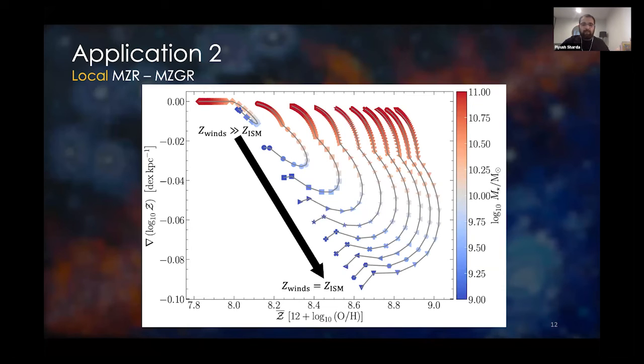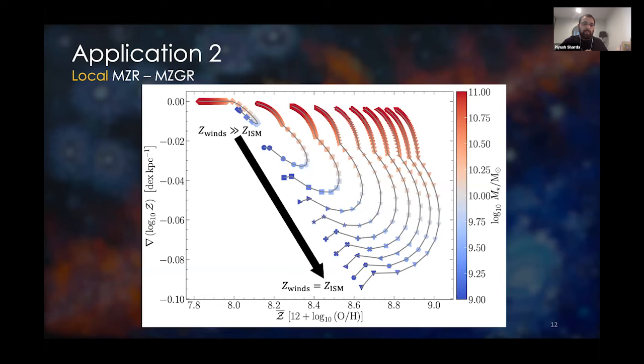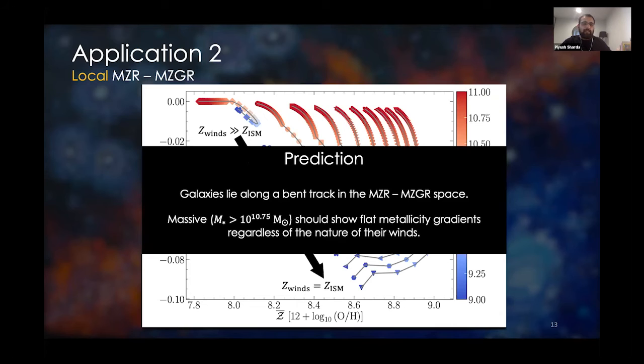I'm not aware of any data that has looked at this parameter space in particular, which means that the model has some predictions that can be tested against observations that are already available: galaxies should lie along a bent track in this particular space. No matter which curve you choose, they all bend around the transition mass. And all of the massive galaxies show flat metallicity gradients regardless of the nature of their winds. So it doesn't matter if the winds in massive galaxies are metal enriched or not. They should show flat metallicity gradients, which is consistent with the observations we have.